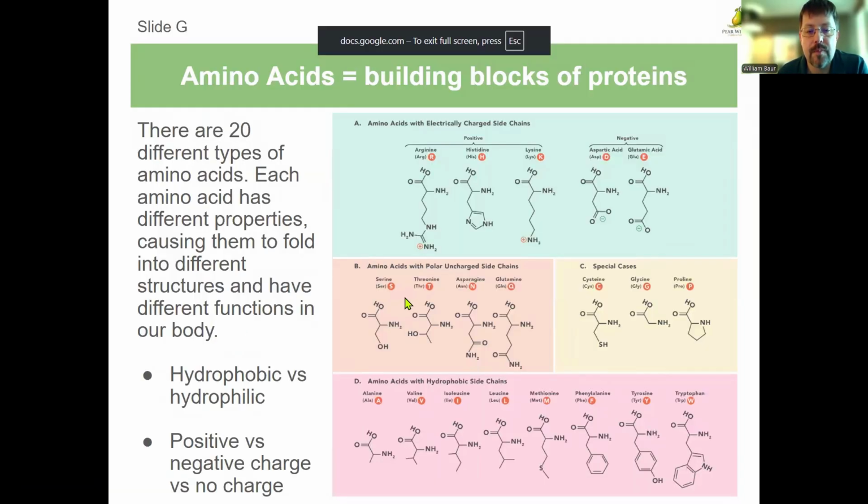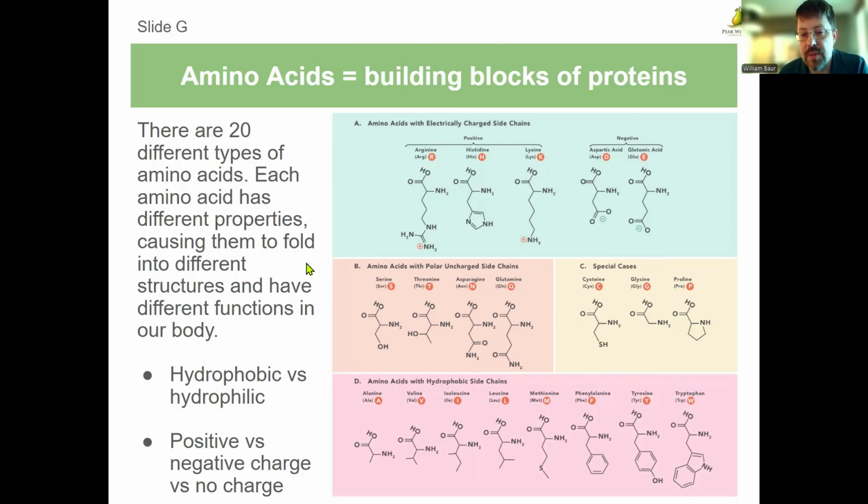So we introduce students to amino acids and give a brief overview that they have different properties. Some are hydrophobic or hydrophilic. Some have different charges, and this is what affects whether they bond or are repelled, and how they interact with water.